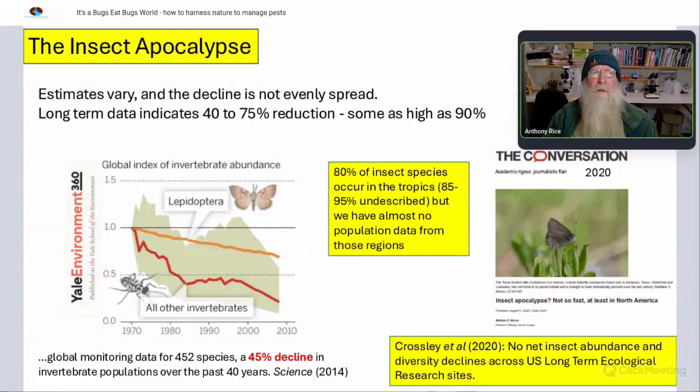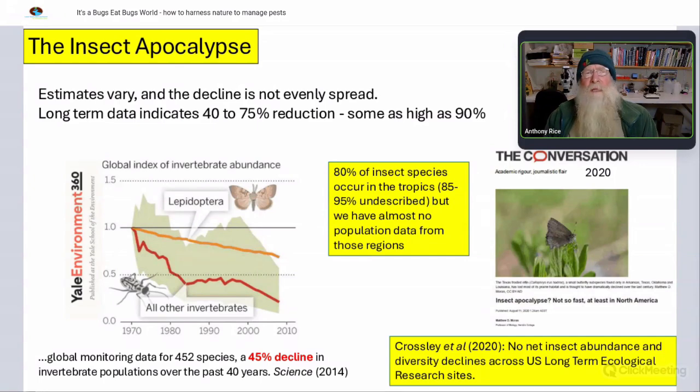So what is the insect apocalypse? Now, the estimates vary, and the decline is not evenly spread, but it generally is describing a global decline in insect abundance and diversity. So long-term data, the bit of data that we do have, indicates between 40 to 75%, and even in some cases as high as 90% reduction in insect abundance. And you can look online and there are numerous reports of scientific studies finding this. For example, it was published in Science, the global monitoring data for 452 species, there was a 45% decline in invertebrate populations over the last 40 years.